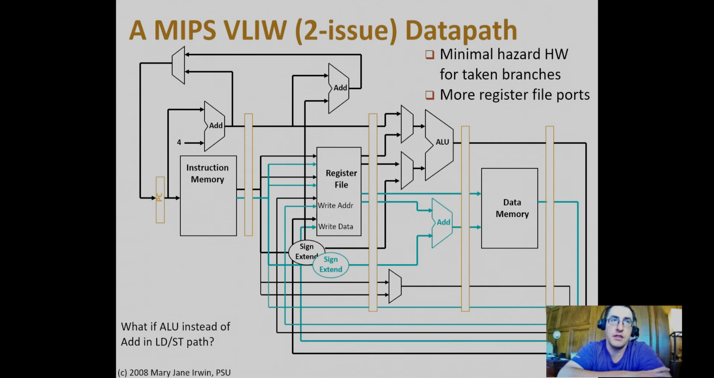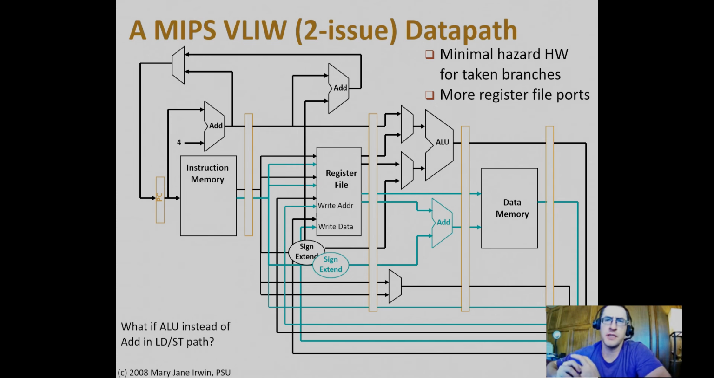I should talk about the decode stage as well. We have to read from two more registers. So we have two more read indices and two more read ports in our register file so that we can feed two instructions at a time. In our write back stage, we're going to have an additional write index and write data port of our register file so that we can write the result of both an ALU operation and a load word operation that are in the same bundle at the same time.